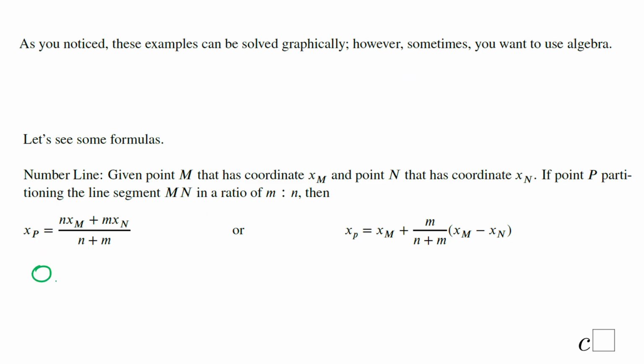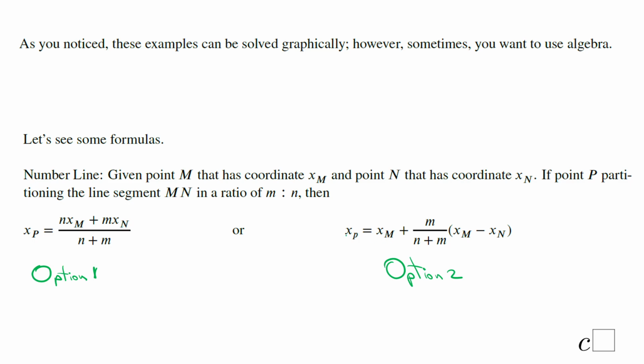Option 1 here, and option 2. Okay, and let's take a look how these two options work. We have here n, xm. Do you see how that goes? The n goes with x sub m and the m goes with xn, and that's the thing you want to remember.